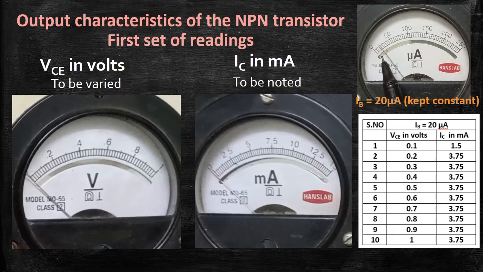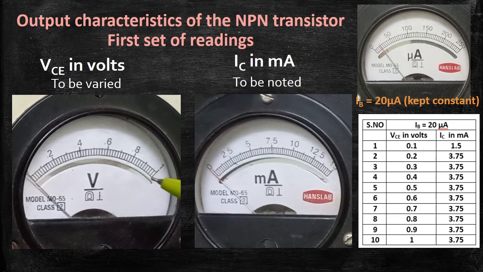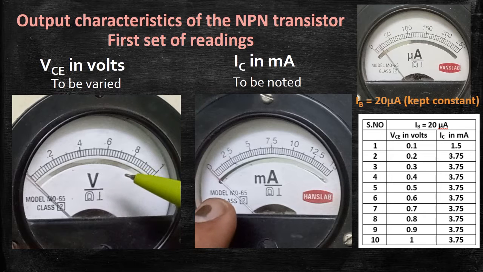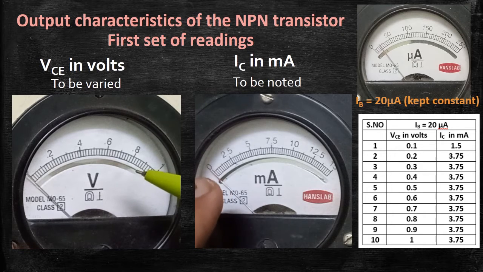What is the first value of IB now? 20 microampere. Okay. Now I am going to take the first set of readings. In the first set of readings, the IB value is 20 microampere. That is kept constant. Its value should not be altered. Now this is the voltmeter of range 1 volt. This voltmeter is to be used to measure the VCE, that is the voltage across collector and emitter. This is to be varied. The corresponding change in the IC, that is in the milliammeter, must be noted.